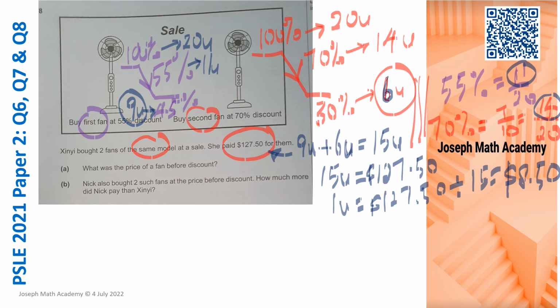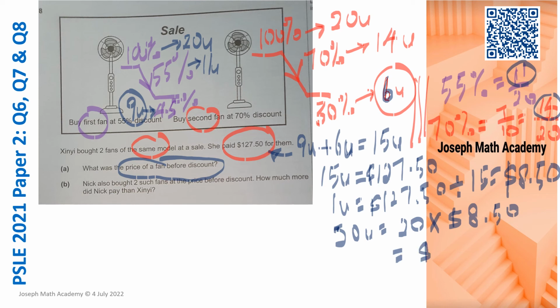Now, what was the original price of the fan? That means before discount, which is our 20 units. So 20 units will be 20 multiplied by 8.50, and our part A is done. $170. Okay, right, remember to play back my video if you want to have a better understanding. Okay, right, let's move on to part B.